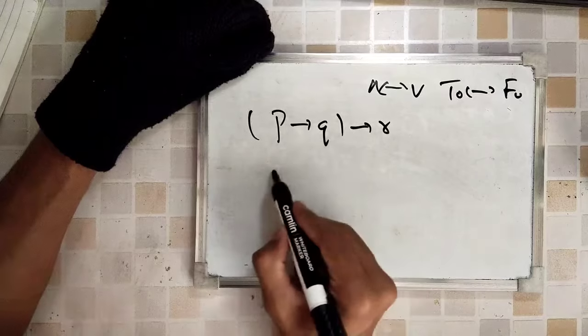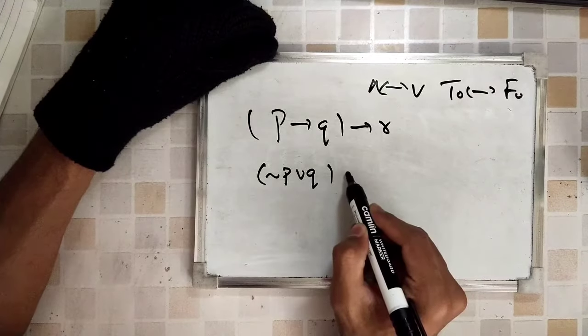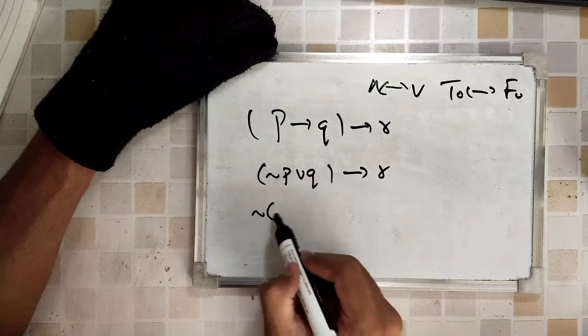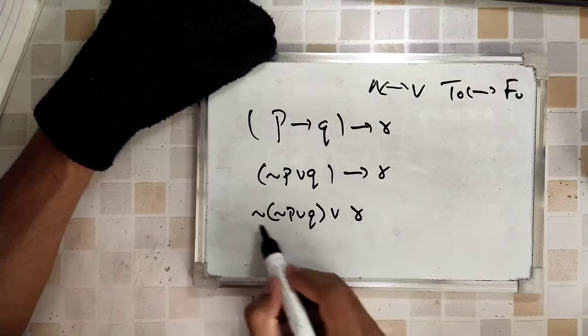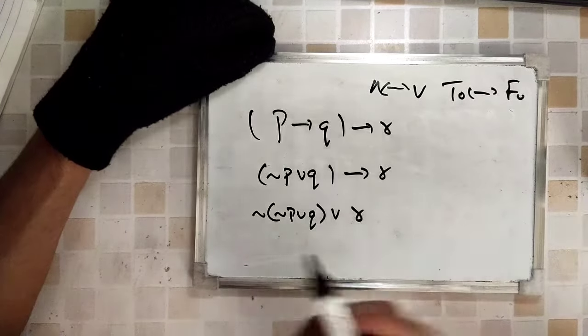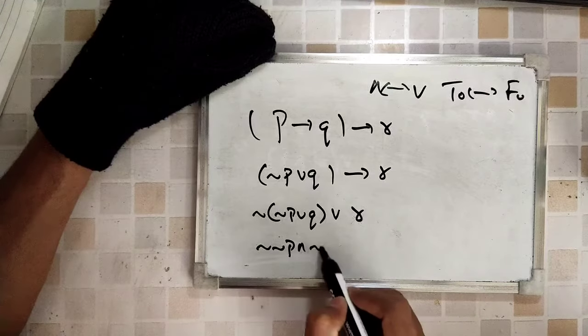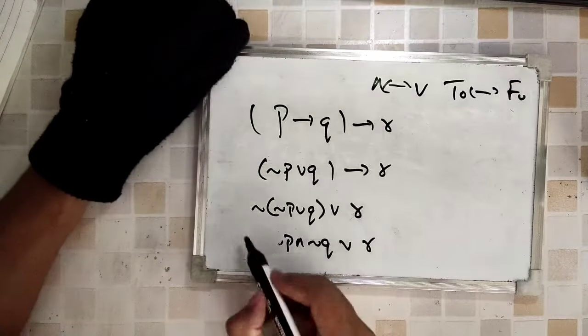We know that P implies Q is nothing but negation P or Q. This whole thing is implies R. Now again P implies Q, negation of (negation P or Q) or R. If I apply the negation with De Morgan's law, double negation P and negation Q or R, the double negation will go off. So my U is equal to this.